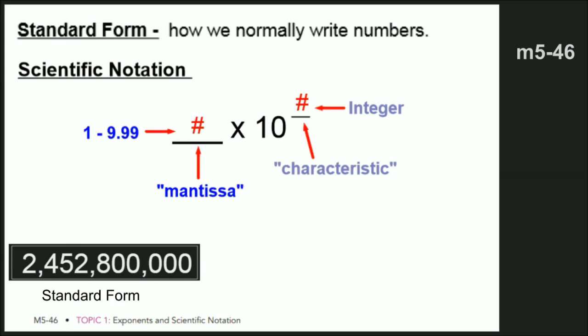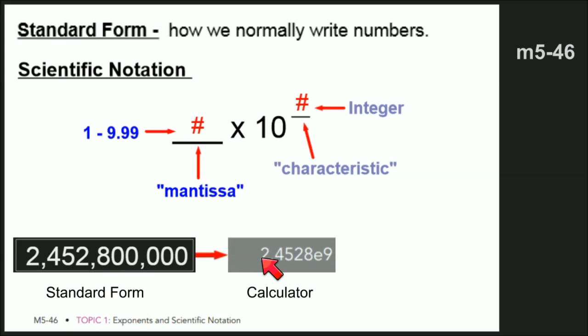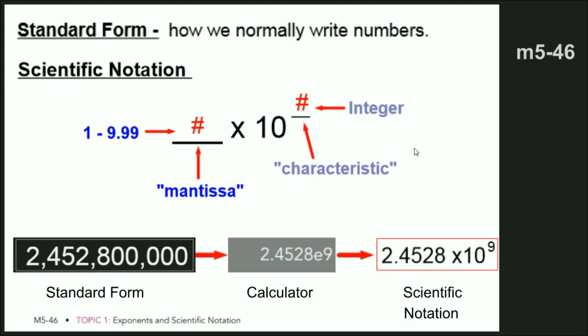We typed it into our calculator and pressed enter, and it gave us 2.4528 E9. We haven't really talked about what this really represents, but I want you to notice something. The 24528 is the beginning of our number in standard form, 24528. Okay, so maybe that has something to do with it. So this is what it looked like on the calculator after we pressed enter. If we were going to then convert this into scientific notation, our number would look like this.